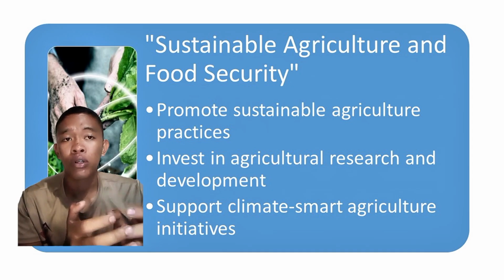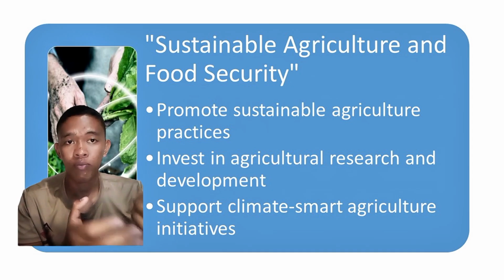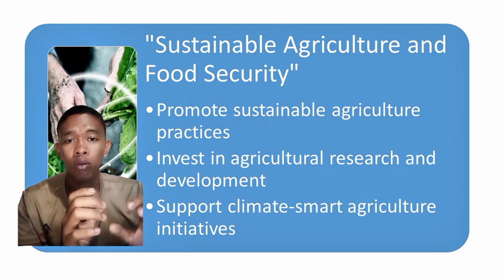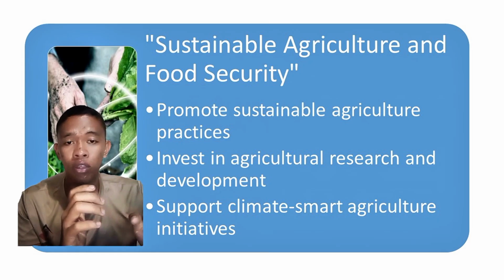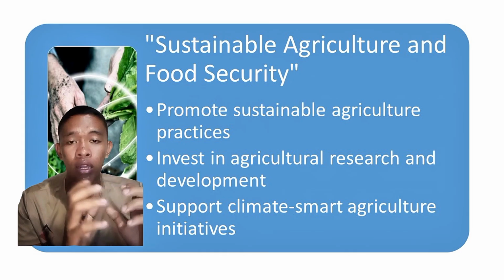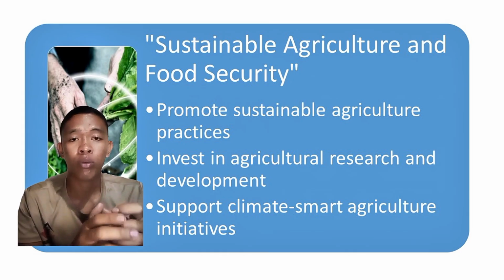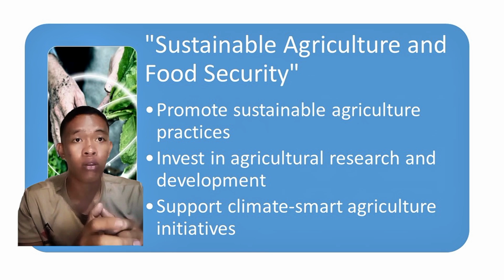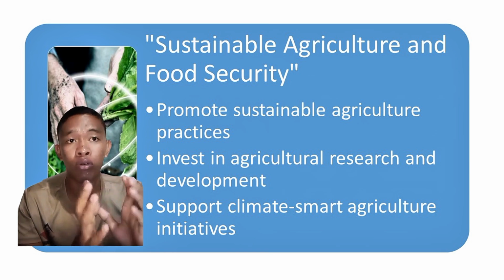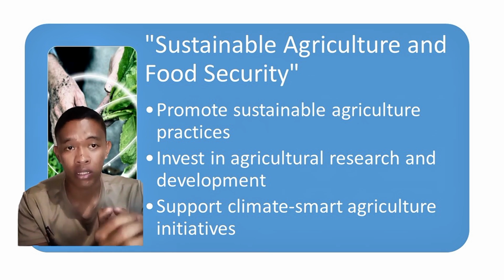Sustainable agriculture and food security. Promote sustainable agricultural practices, just like backyard gardening. So the people can have their own food and don't need to buy it from the supermarket. So that is one of the sustainable agriculture and food security practices.